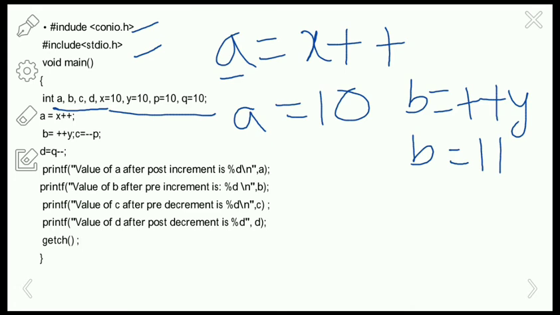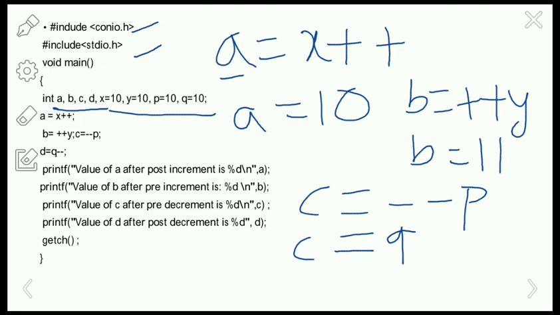So here the c value is minus minus p, that is the pre-decrement of p. So we are going to perform the decrement operation on p and then assign it to c. So it will become 9.